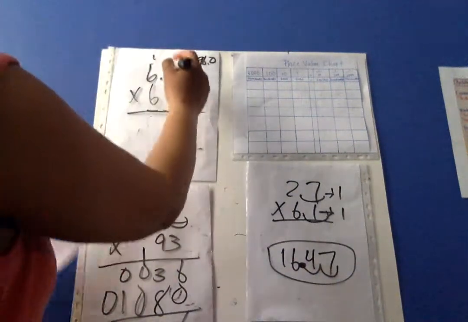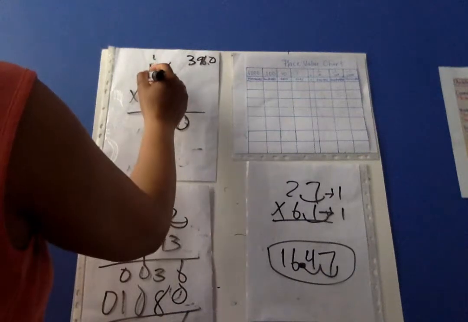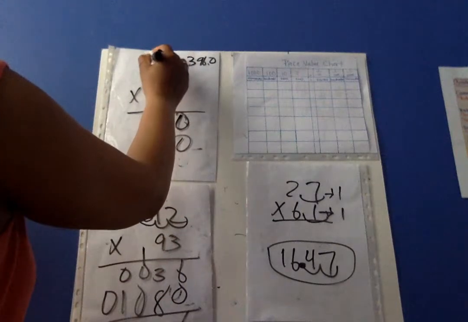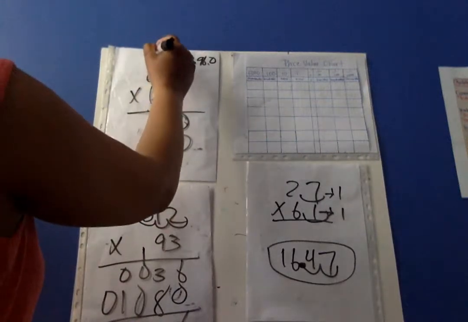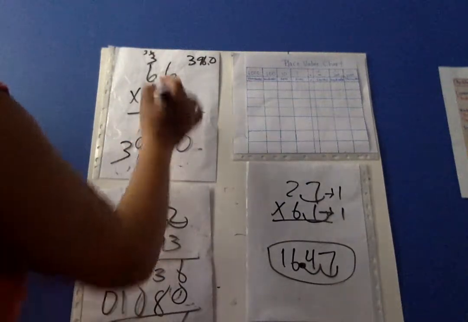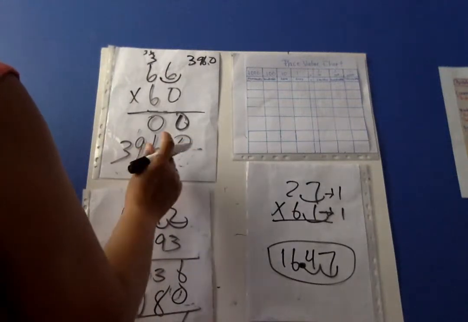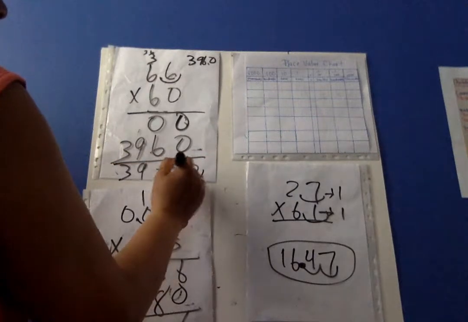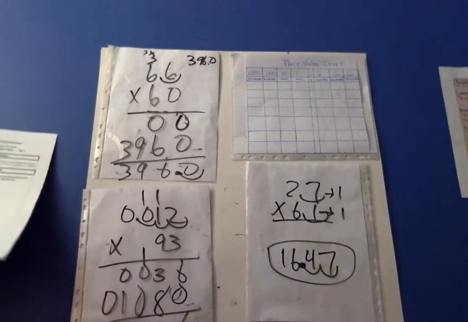Okay. 0 times 6 is 0. 6 times 6 is 36. Plus 6 plus 3 is 9. Then you bring the 3. Then you go over 1 decimal. Did everyone get that one? What about the bottom one? Is that answer correct?